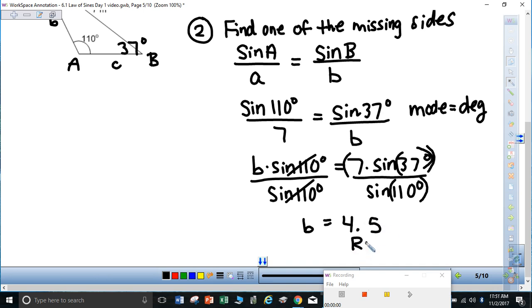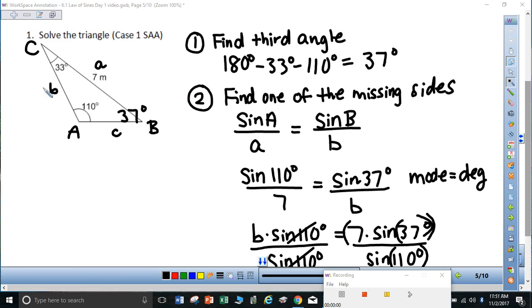And what we're going to do consistently throughout this chapter, anytime we're solving for a side length, we're going to round to the nearest tenth, which means we're rounding to one decimal place. Okay, as soon as we find something out, let's go back up here and label it in our picture.